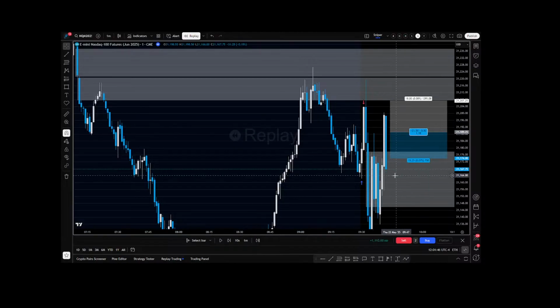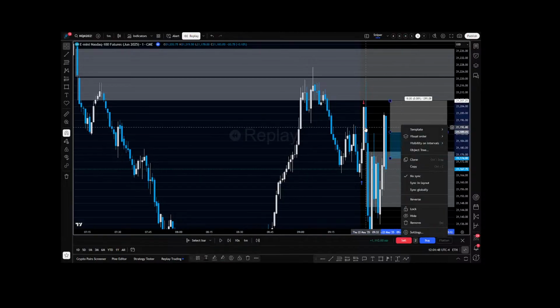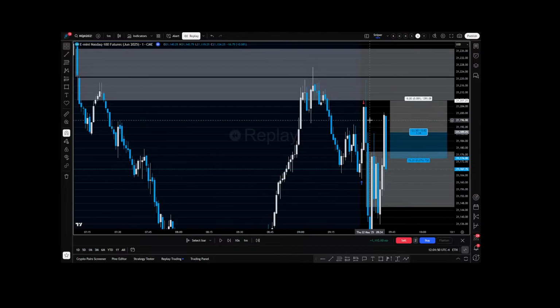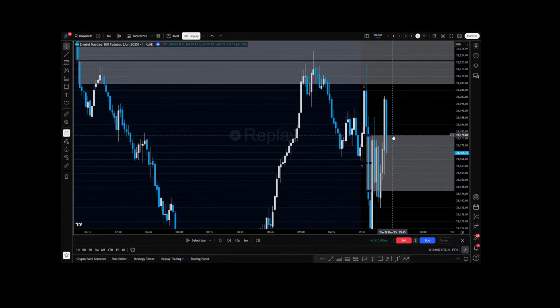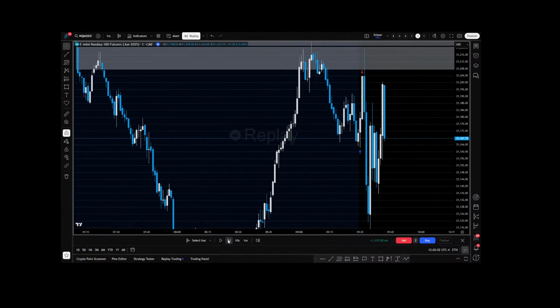Yeah, so we got that and would have been stopped here. Unfortunately, just a close above this internal, that's all price needed. Everyone who bought this strong close, let's stop out. Playing through it.